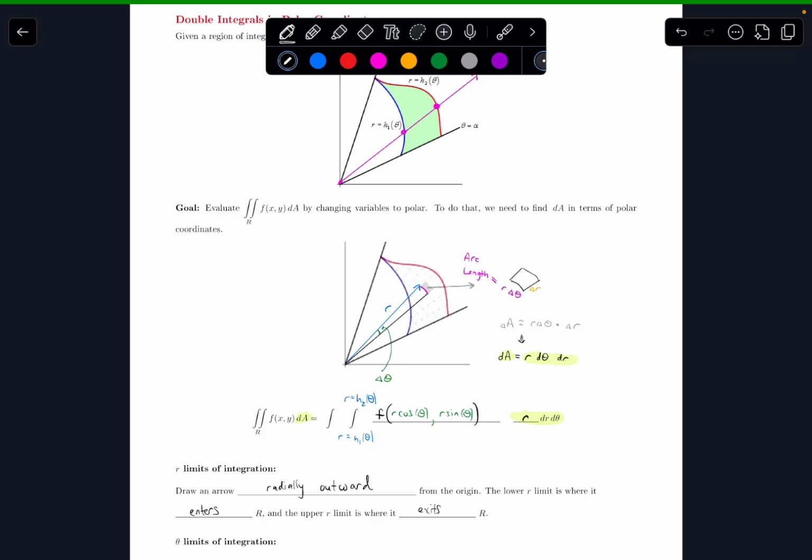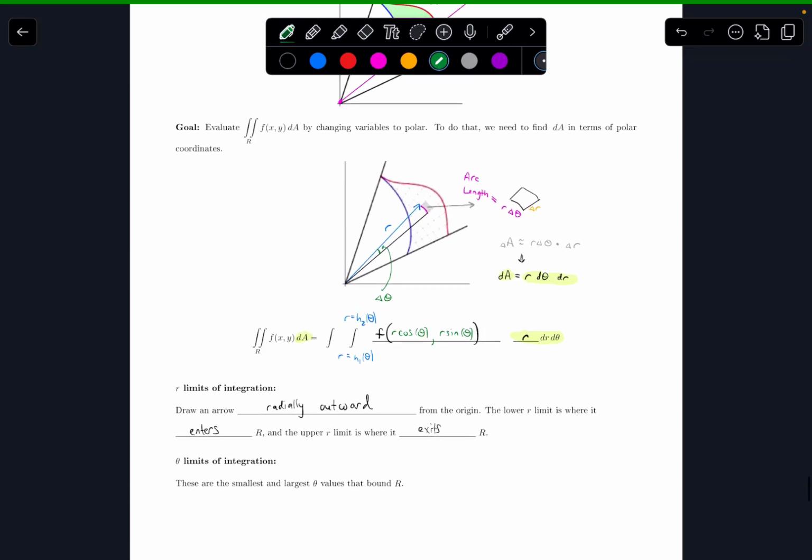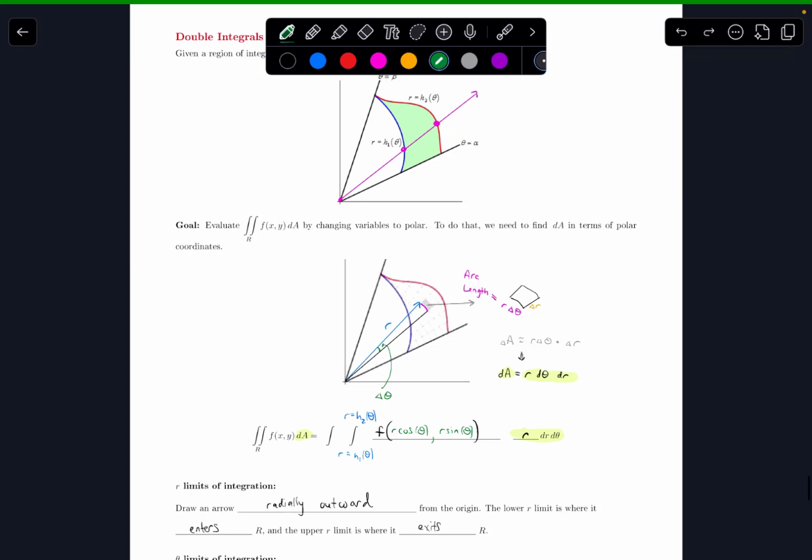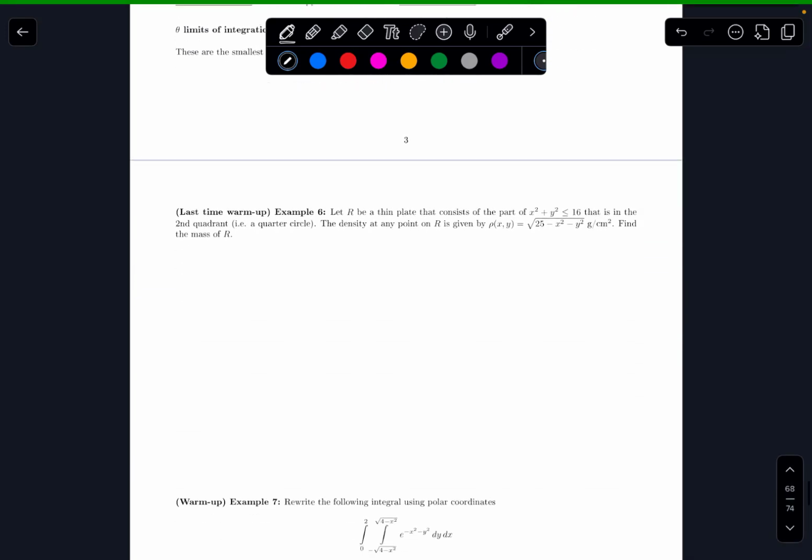For the limits of integration for theta, those are just based on the smallest and largest values of theta for that region. So what's the theta value here? What's the theta value there? For my picture, the lower one is theta equals alpha, and the upper one is theta equals beta. And here we have a formula for how we convert a double integral to polar coordinates. So let's do an example with this.